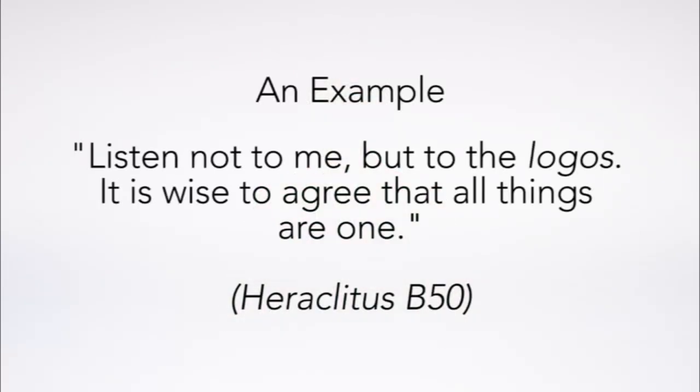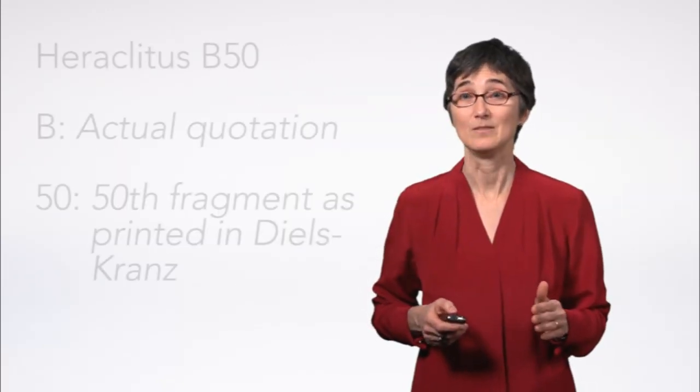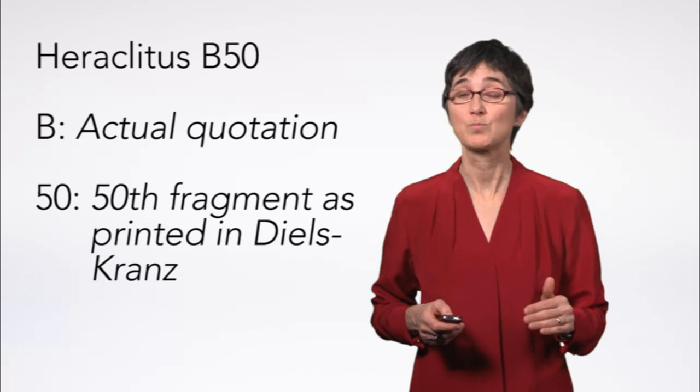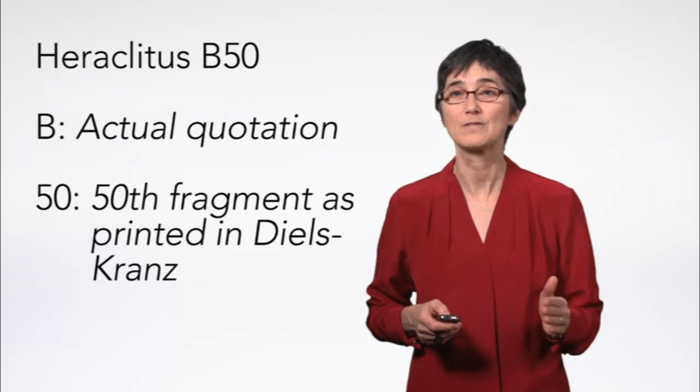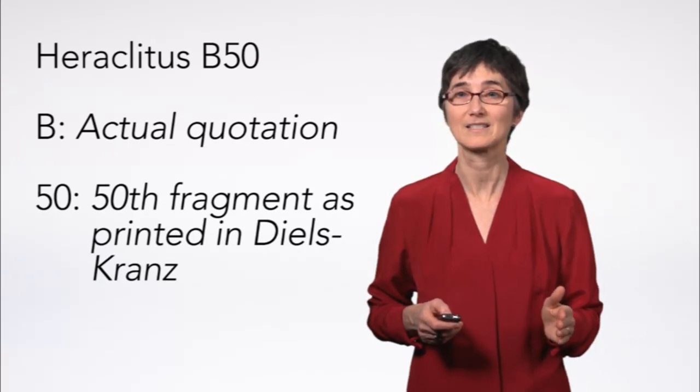For example, when we talk about one of the most famous fragments of Heraclitus, which goes, "Listen not to me, but to the Logos, it is wise to agree that all things are one," we refer to it as Heraclitus B50. The B, we know, means that this is an actual quotation from Heraclitus, and the 50 indicates that it is the 50th in the order of fragments printed in Diels, Kranz.